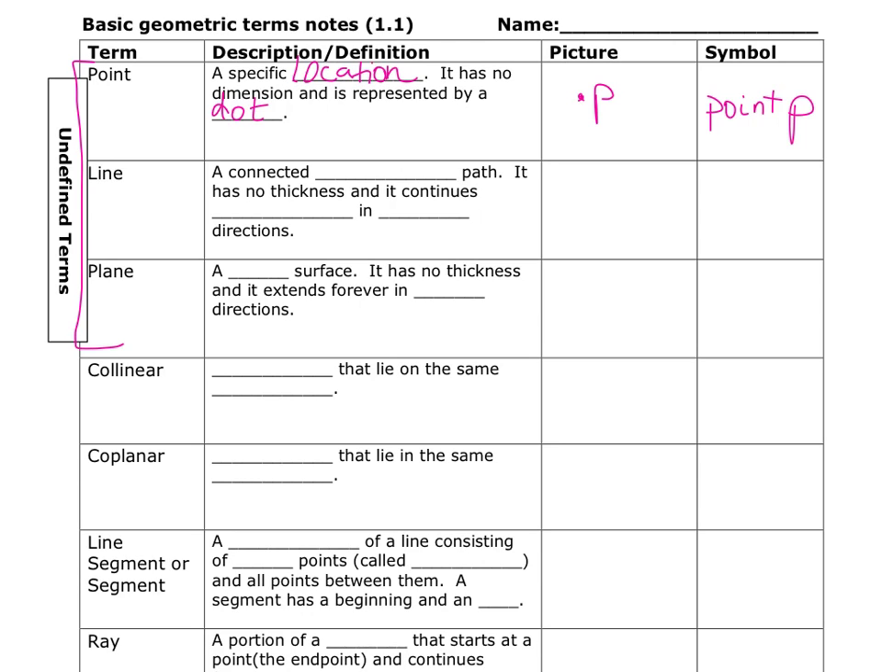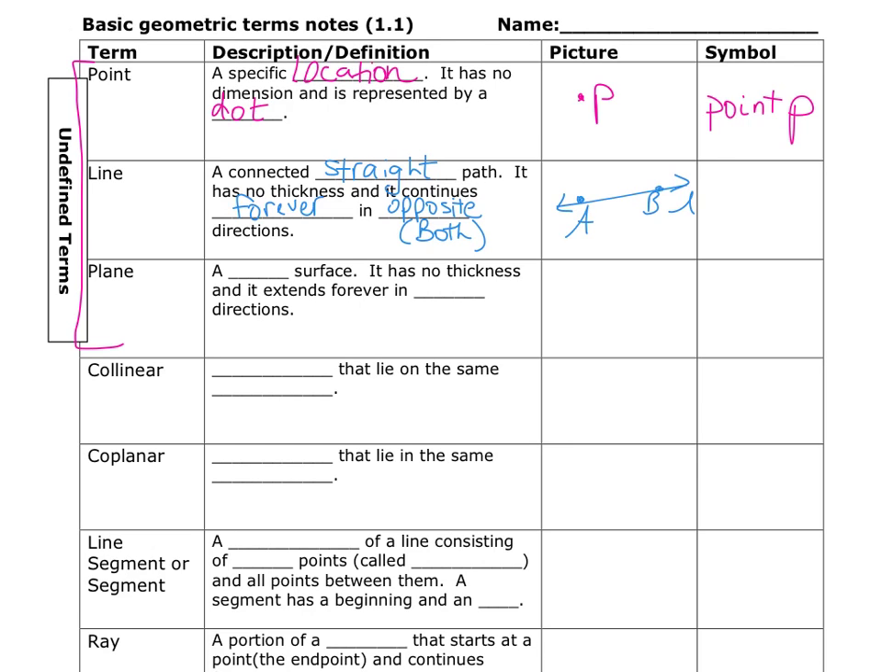For the second one, we have a line, and a line is a connected straight path. A line has no thickness, and it continues forever in both directions, or in opposite directions. What a line will look like is going to be like this, with at least 2 points on it. We're going to call this line L, and you have to make sure you have a couple of points labeled.